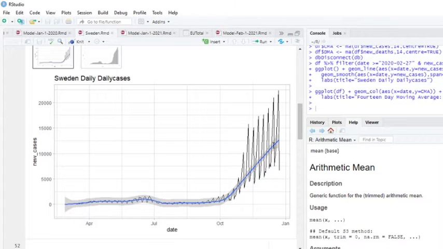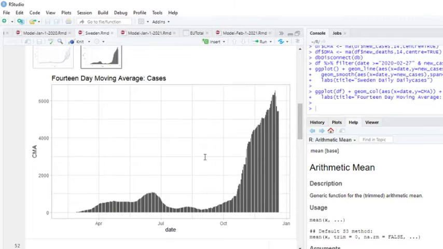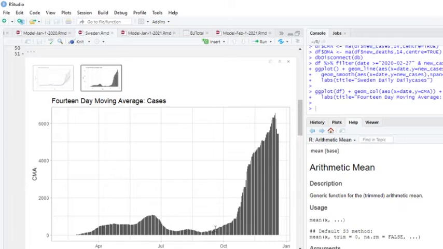It doesn't really tell us a whole lot because of the volatility. I'm not sure why we got so much more volatility here than we did down here, but we do. If we take a look at a 14-day moving average, a bar plot, if you will, you can see that according to this, there may be some decline here in cases in Sweden. There is this possibility.